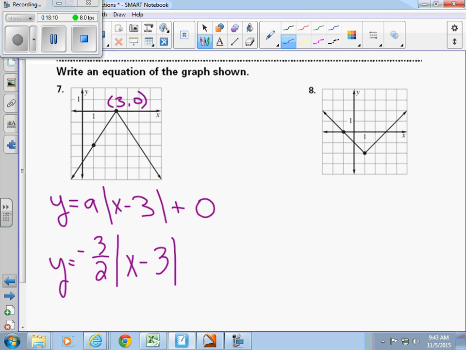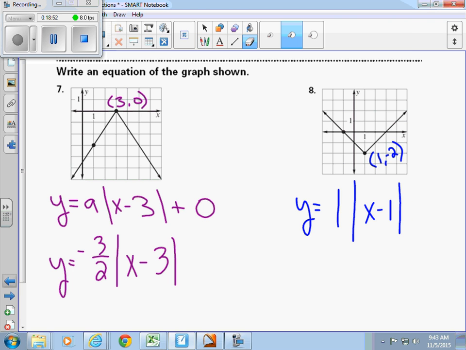Don't want to see me do the A the other way also. I said we'll skip A, but we'll just go ahead and do A. What's the slope? 1, right? 1 up 2 over 2. So 2 divided by 2 is 1. We're opening up, so that 1 is positive or negative? Positive. What's my vertex? 1, negative 2. So x minus 1 plus, oh, not plus, minus. Okay, any questions about that?